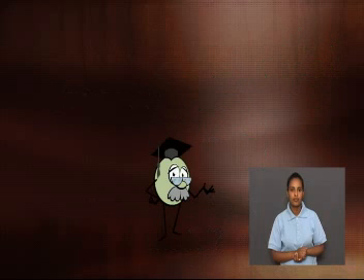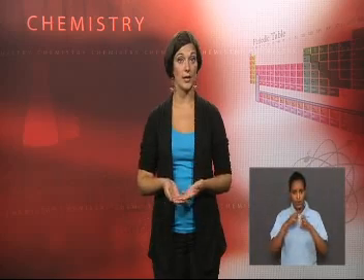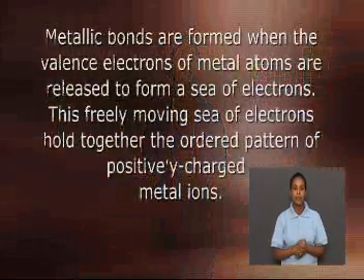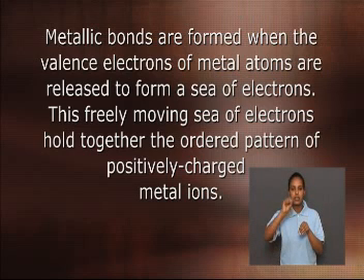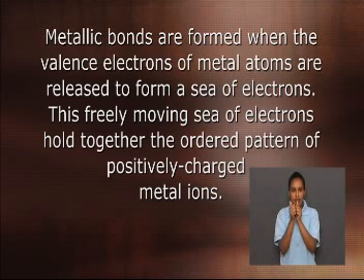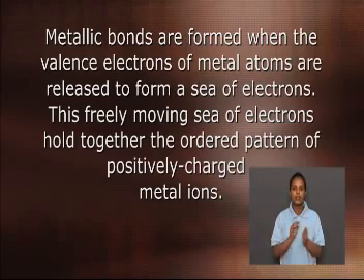Time's up. Let's get back to our lesson. Hello again, students. Did you have any trouble answering these questions? Metallic bonds are formed when the valence electrons of metal atoms are released to form a sea of electrons. This freely moving sea of electrons holds together the ordered pattern of positively charged metal ions.